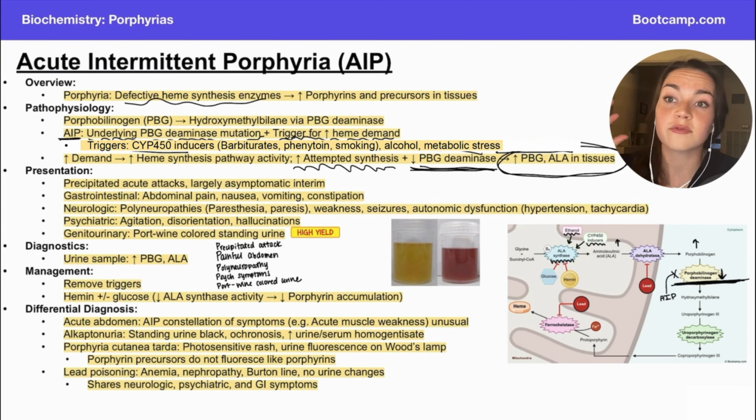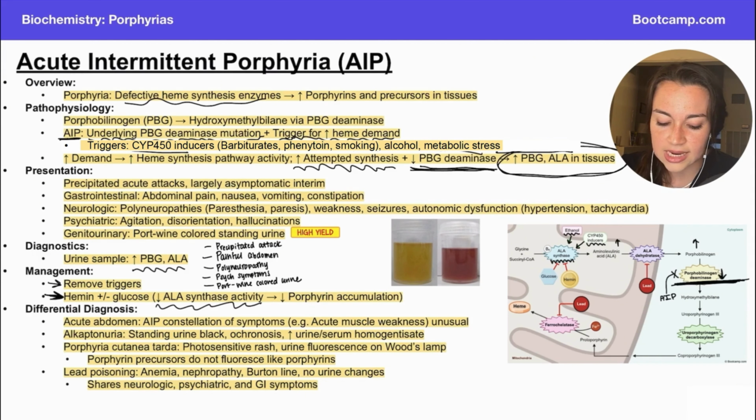And so we used our 5 Ps to help us remember the clinical presentation. It was a precipitated acute attack, resulting in a painful abdomen, polyneuropathy, psych symptoms, and/or port wine colored urine. We could measure those heme synthesis intermediates in the urine to confirm, and management involved not only removing the trigger, but also downregulating the heme synthesis pathway by downregulating ALA synthase activity with hemin, with or without glucose.